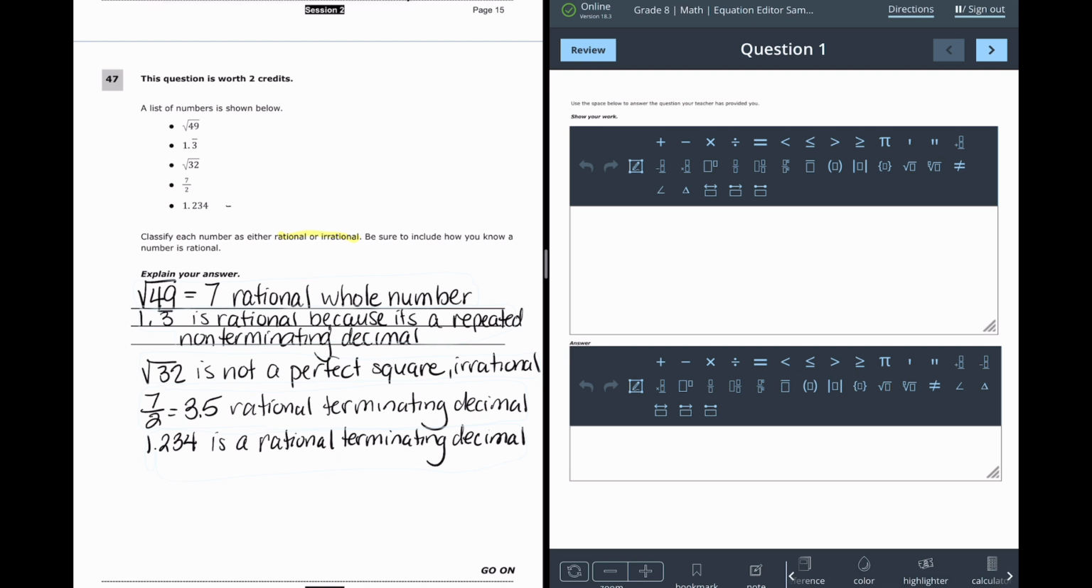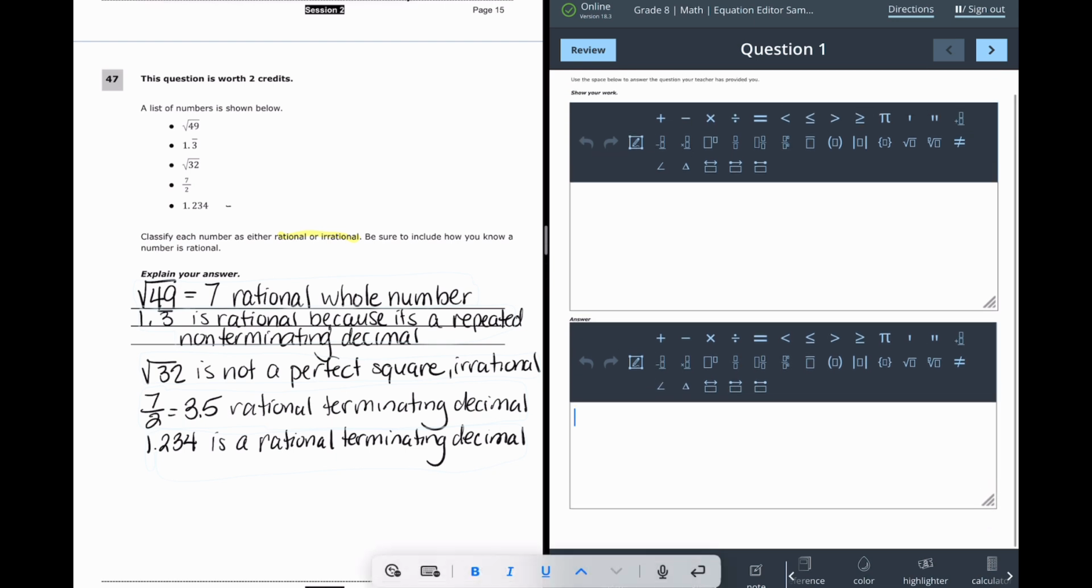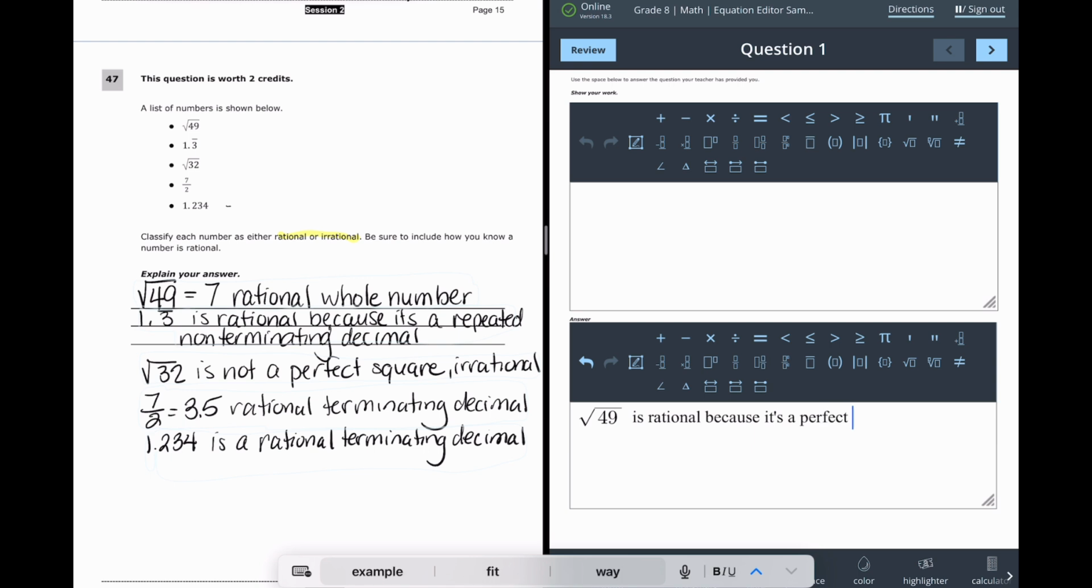All right, so that's what you're going to put in here. You literally just have to retype those in. Square root of 49 is rational because it's a perfect square of 7. Yeah, I think we can put that one in, so that one works. Oh wait, because 49 is a perfect square of 7. Boom, that makes a difference. 49 is a perfect square of 7.